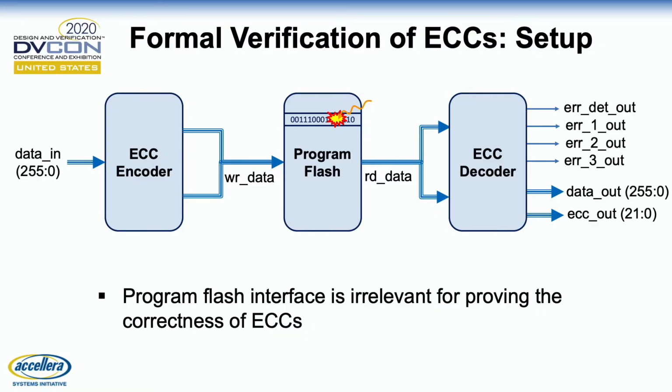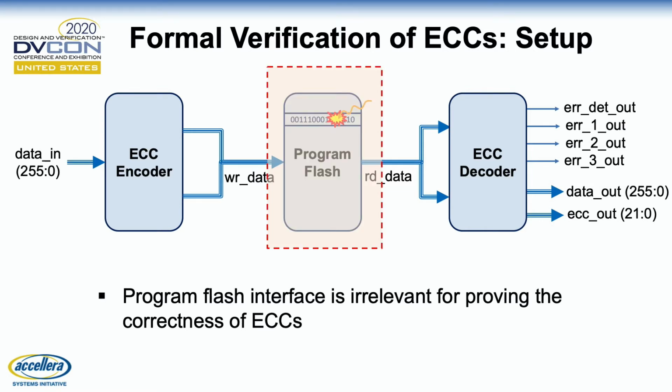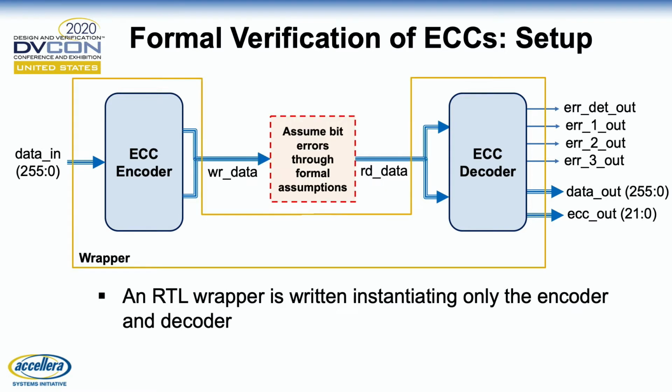Here we have an ECC encoder and an ECC decoder, and in between we have the program flash interface. But for functionally verifying the ECCs, the interfacing with the program flash is not really needed. Moreover, the program flash will add unnecessary complexity for the formal proof. So that's why we do not want to have the program flash in our formal environment. What we did was implement an RTL wrapper in which we instantiated only the ECC encoder and ECC decoder.